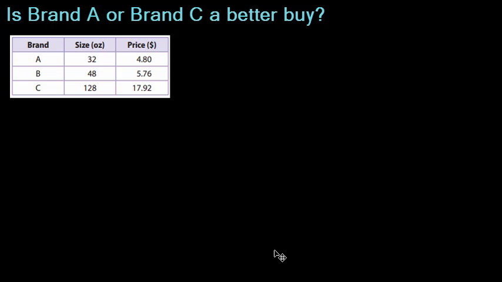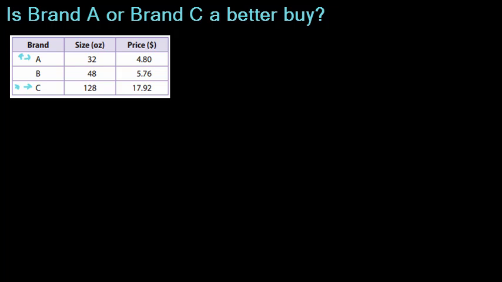All right, this last example, we have a table. It says, is brand A or brand C a better buy? Well, brand A is right here, okay? And brand C is right here. So brand A is for 32 ounces is $4.80, and brand C is for 128 ounces is $17.92. So let's start with brand A.